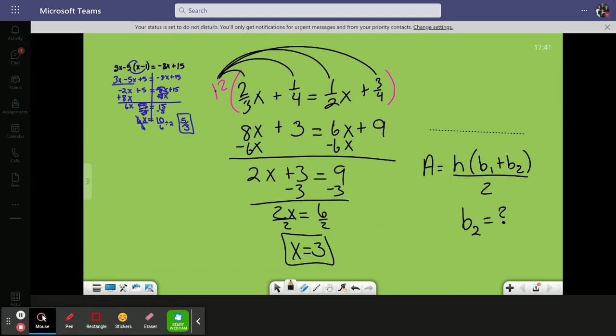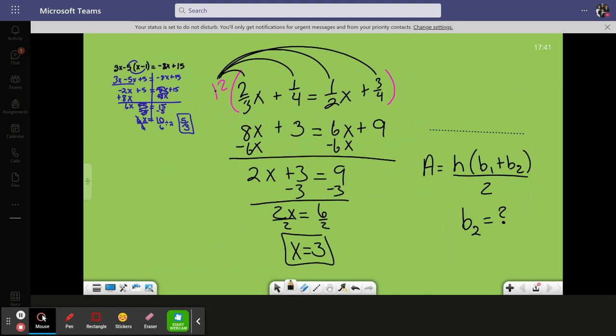Is there any number in the world? What if I took this step right there and subtracted 8x from both sides? What do I get left with there? That's gone, and that's gone, and 3 equals 9. Is that true? Does 3 equal 9? No. So you know what that is? Remember? No solution.